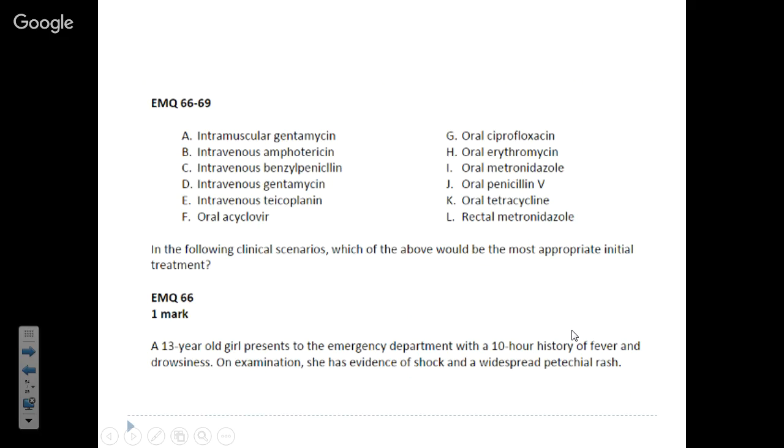All right, so for some more EMQs: a 13-year-old girl presents to the ED with a 10-hour history of fever and drowsiness. On examination, she has evidence of shock and a widespread petechial rash.